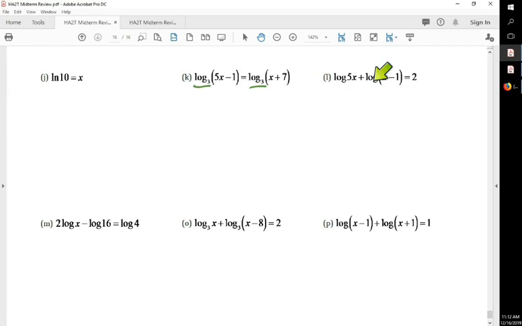You see these other ones? That one needs to be condensed. This needs to be condensed. You've got to have one log on every side, on both sides. This one, I don't have to do any condensing.